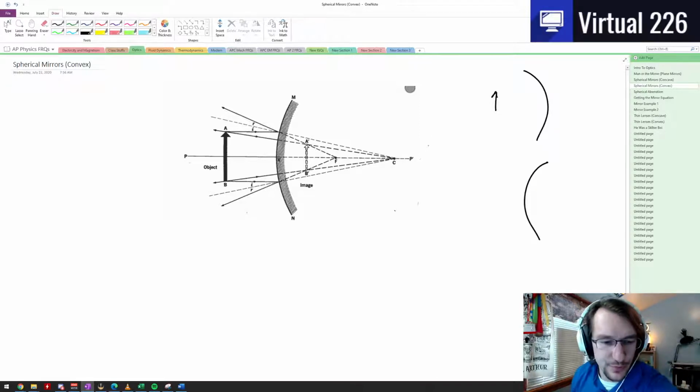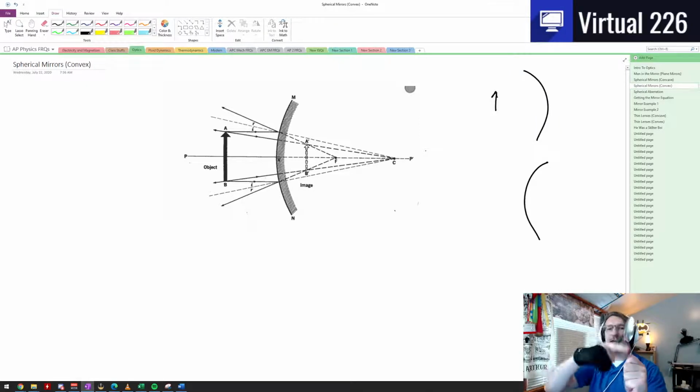If you take a look at your spoon, where'd my spoons go? If you take a look at your spoon, your convex side is going to be the back side of the spoon. Okay, so not the cereal side, but the back side of the spoon. That's convex. It's bubbling out. And whenever we look at a convex mirror, like our spoon or whatever you've got, what you're actually going to see is the following setup here.